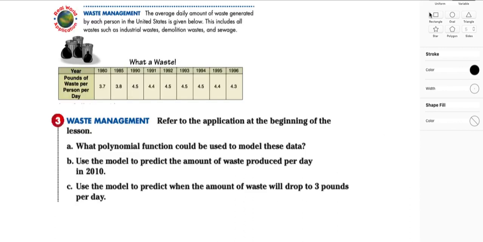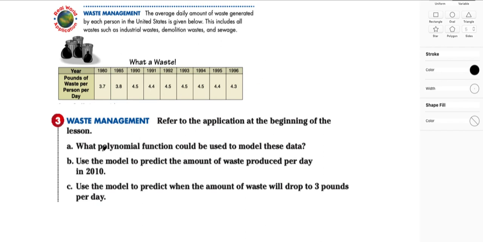So here in example 3, we get to use the polynomial equation that we create. Now this was based on a problem earlier in the text. It shows that the average daily amount of waste generated by each person in the United States from 1980 to 1996 is listed below. This includes all waste such as industrial waste, demolition waste, etc. And so you can see our chart gives us some information.